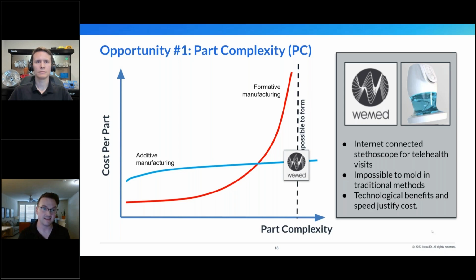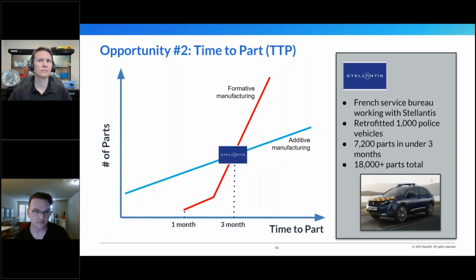But as you look at maybe the next opportunity, you can also see that additive manufacturing is commonly turned to for a time to part. So as you look at formative manufacturing, your time to part, or how long do you have before you need the part? If you need it very quickly, the costs rise very sharply, and it takes a lot of time to get to even just that kind of first article, let alone the full volume. With additive manufacturing, you see that scale quite linearly, meaning that as the time you have and the number of parts increases in a linear fashion, you can see that managed quite well.